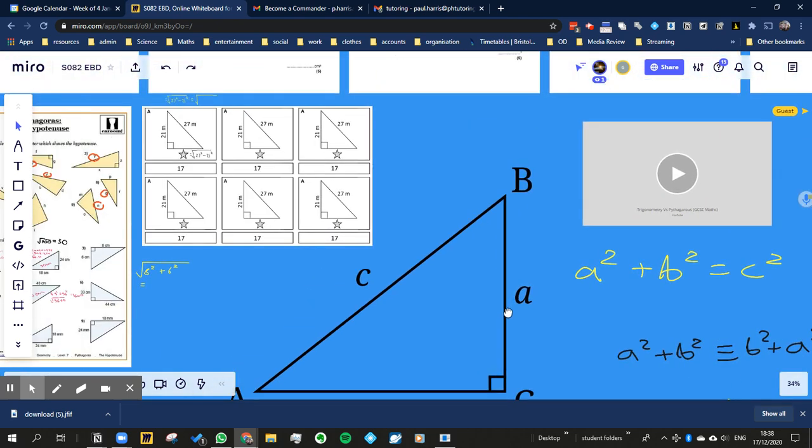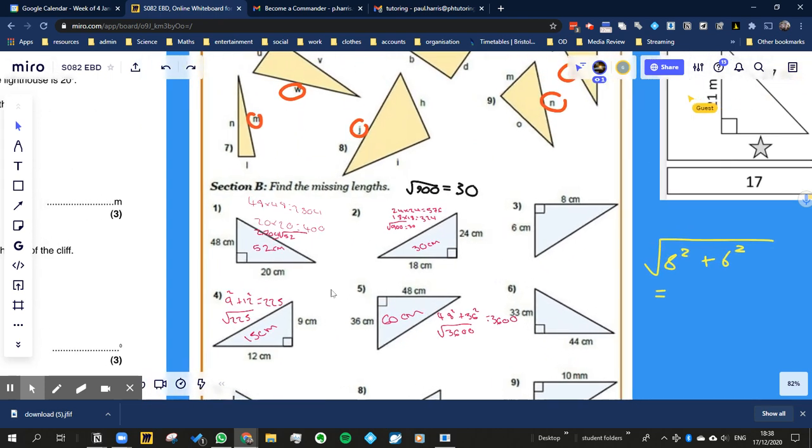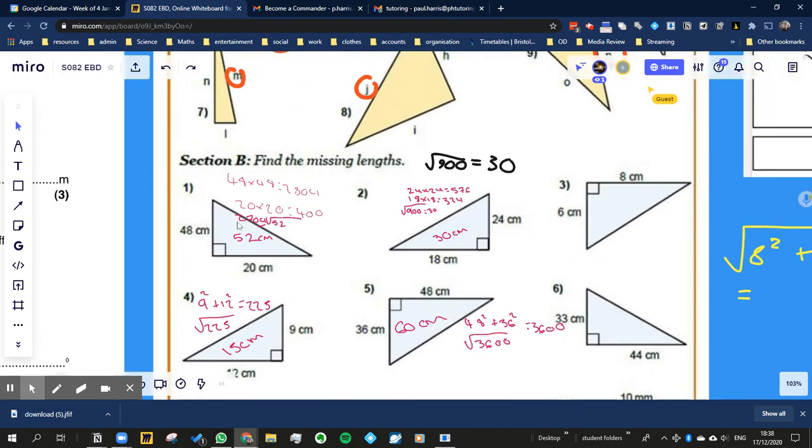So if we look at all these examples here, these are all examples where you're finding the hypotenuse. In other words, you're not rearranging the equation. So they're all c squared is equal to, right?